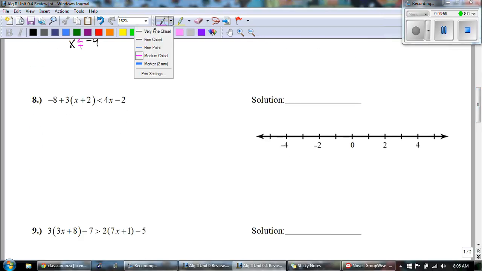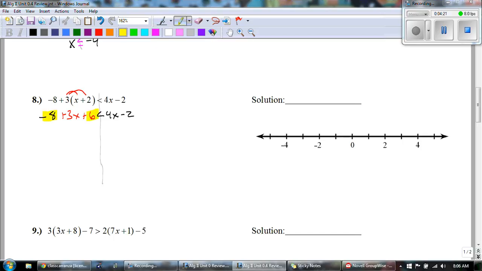All right, number 8. Same thing. First thing we're going to do is draw the line down the middle. I see I have parentheses, so I need to distribute. I have -8. 3 times x is 3x. 3 times 2 is 6. Is less than 4x minus 2.